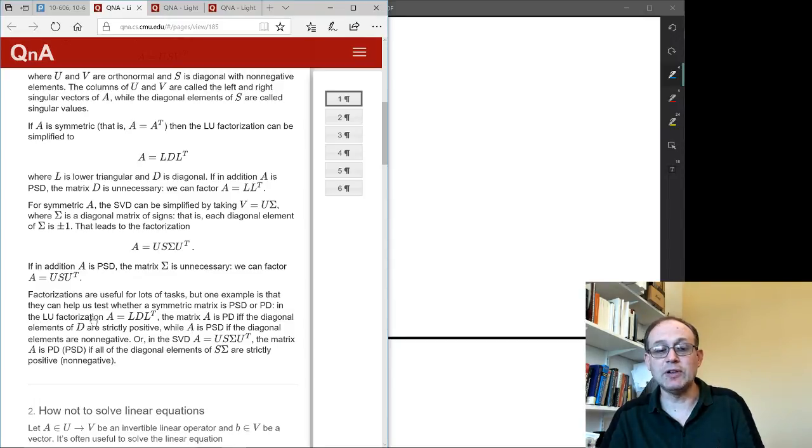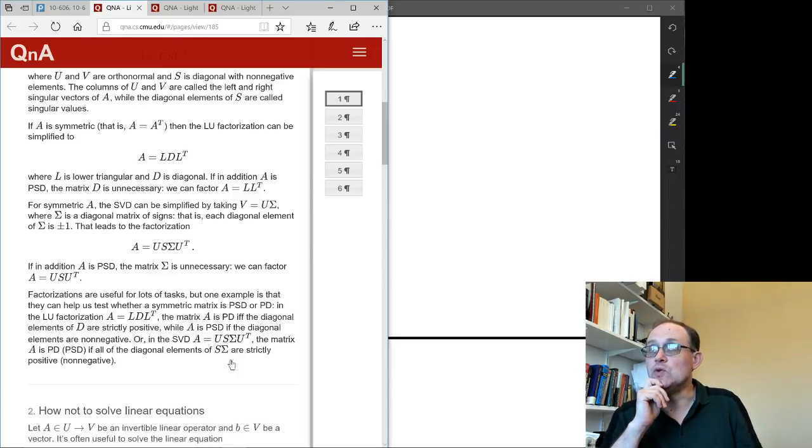So if you take, for example, the LU factorization of our symmetric matrix A, the matrix A is positive definite if and only if the diagonal elements of D are strictly positive, and it's PSD, positive semi-definite, if they are non-negative. Similarly, if we take the singular value decomposition, A equals U S sigma U transpose, the matrix is positive definite if and only if the diagonal elements of this product of diagonal matrices are strictly positive, and it's PSD if they're non-negative.